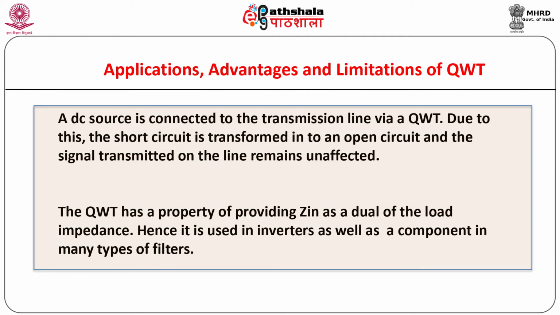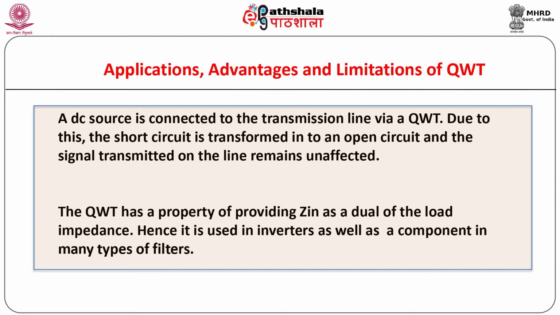There are many applications of QWT. For example, many a times we need to provide DC power to active devices such as switching transistor or varactor diode connected to a transmission line. We know that ideally DC voltage source has zero impedance. Hence, DC voltage source, if connected directly, will result in a transmission line short circuited at its input. Hence, the DC source is connected to the transmission line via a QWT.